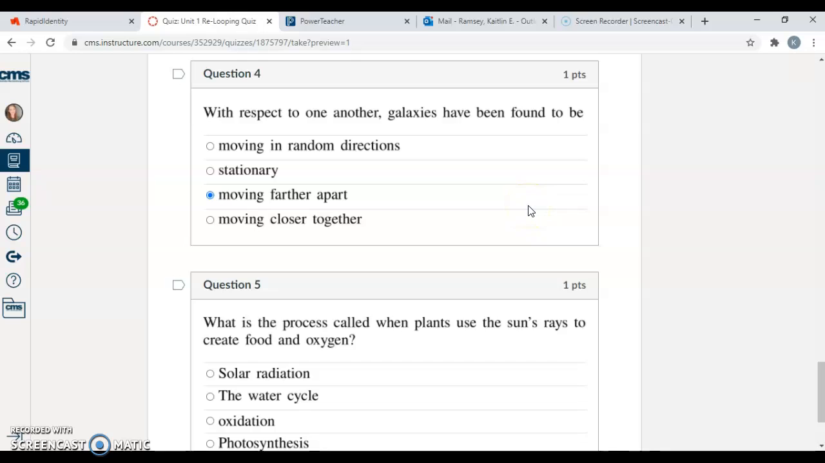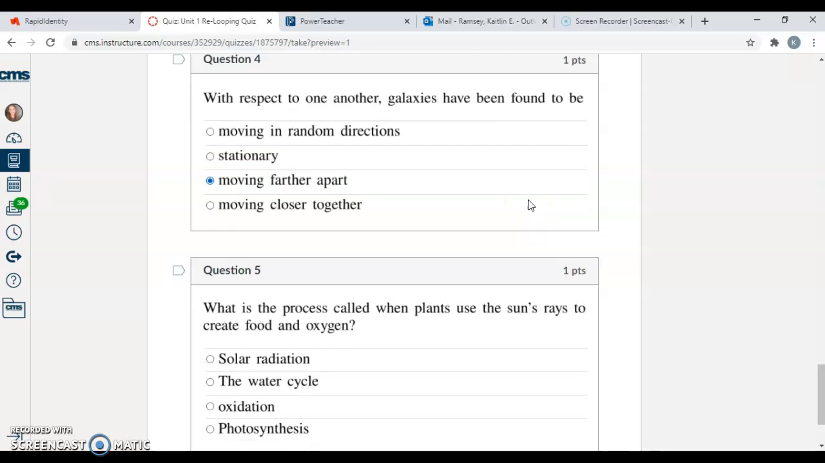So for this one, we should have chosen moving further apart. So we know that the universe is expanding, and as the universe expands, galaxies do start to move away from each other. And as they move away from each other, that's when we get that concept of the red shift. So if we were to take a picture of the galaxies in the night sky, they have a red tint to them because they are moving away and their wavelength of light is shifted towards the red end of the spectrum, so we observe them as being red. So the red shift is just evidence that the galaxies are moving further apart and away from each other.